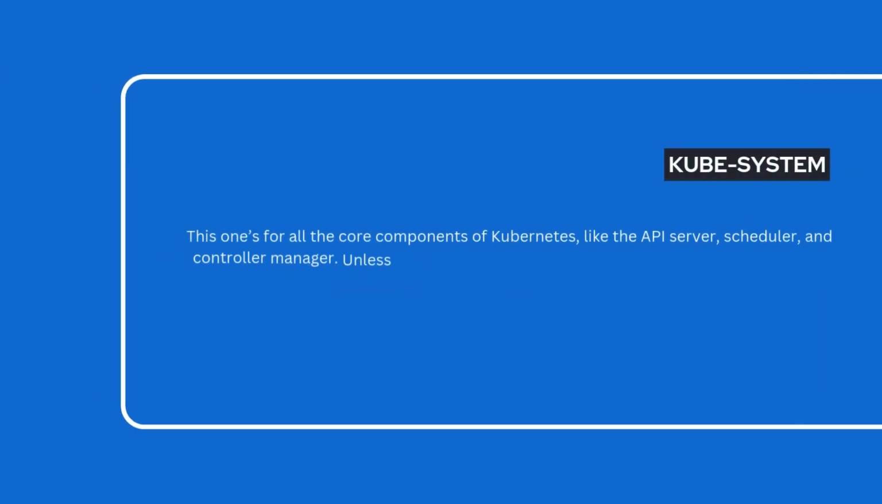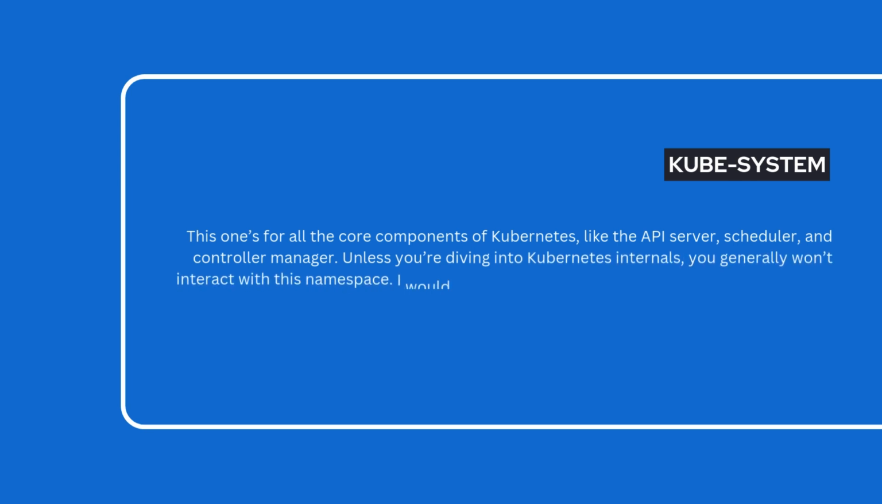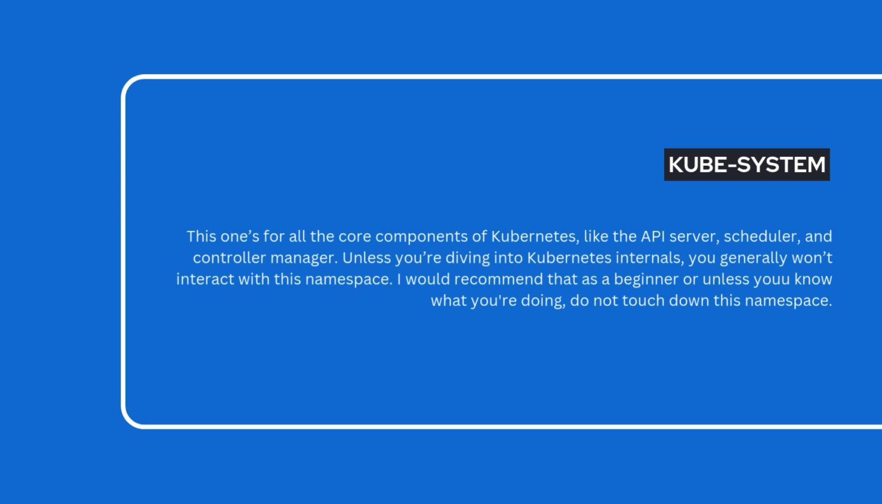Then we have kube-system. This one is for all the core components of Kubernetes like the API server, scheduler, and controller manager. Unless you're diving deep into Kubernetes, you generally won't interact with this namespace. I would recommend that as a beginner, or unless you know what you're doing, do not touch this namespace.